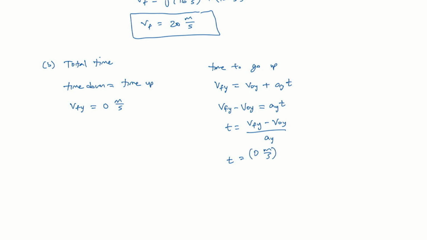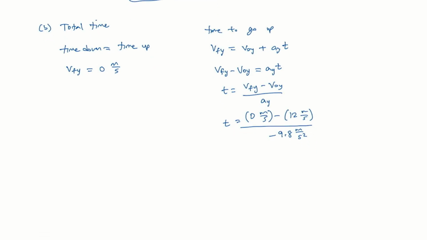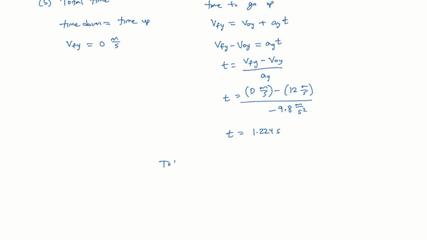All right, so we have for a final, we said that's going to be 0 because the ball is no longer rising. Subtract the initial. We were given that one, that was 12 meters per second. And then we're dividing by a, which is minus 9.8 meters per second squared. Okay, I worked this out and I got 1.224 seconds.